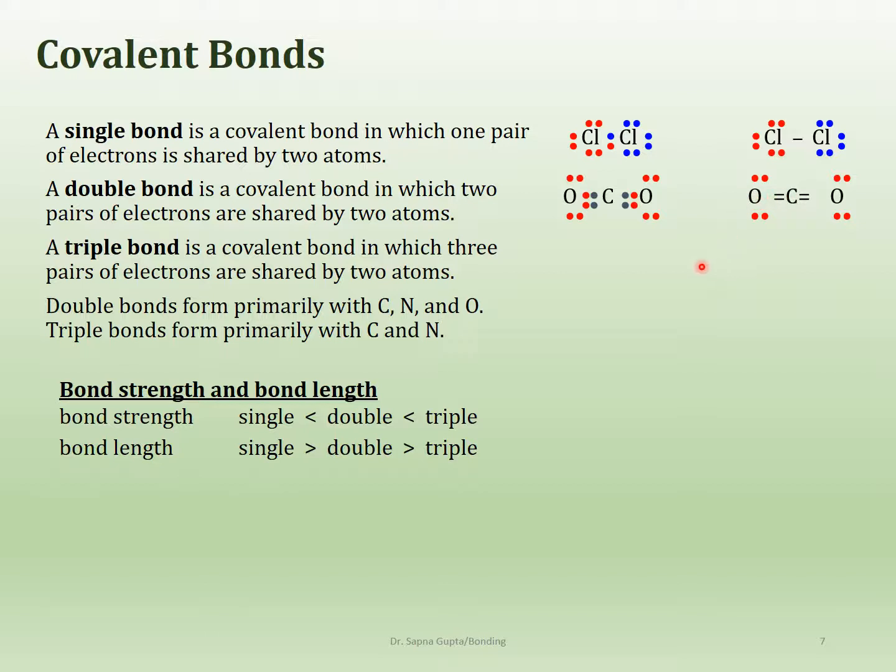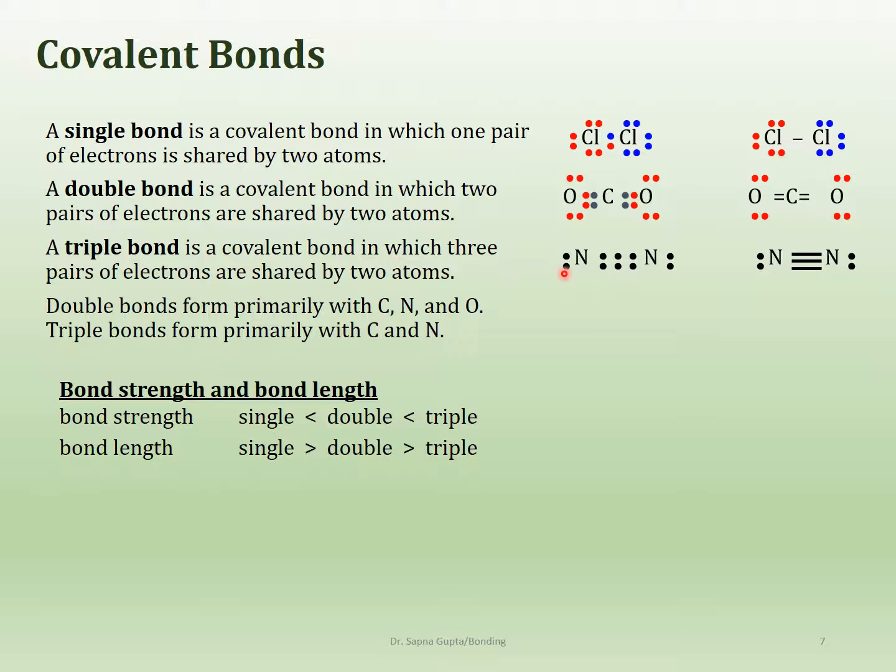Otherwise it will be 2 single bonds, which we will also talk about later. But in this case, this is shared between 2 atoms, and that's why it's called the double bond. And then, of course, we have the triple bond, in which there are 3 electron pairs that are being shared.